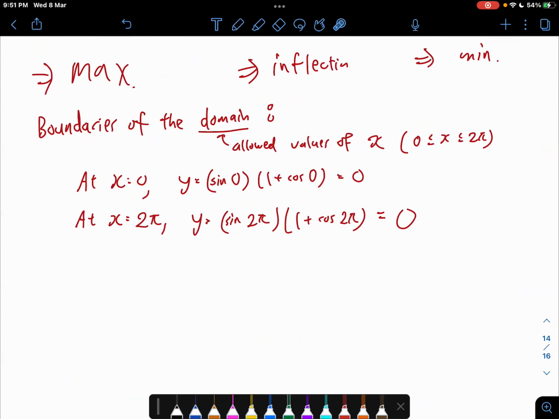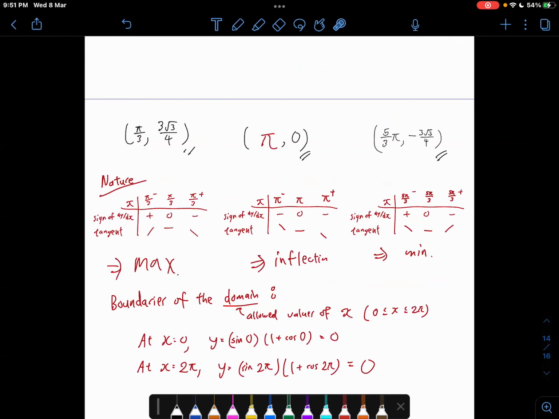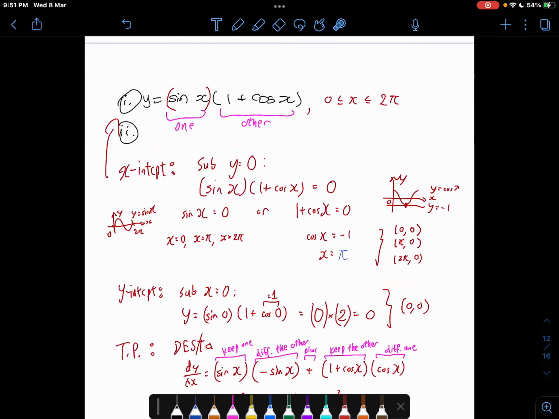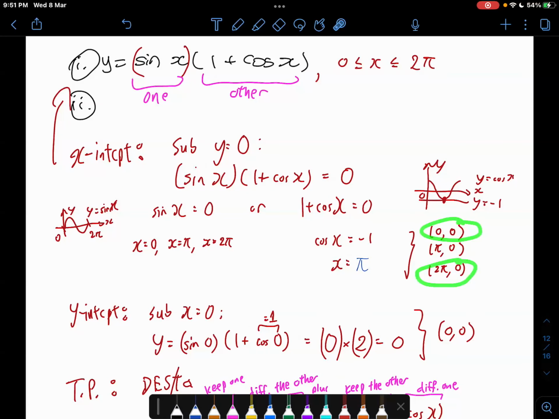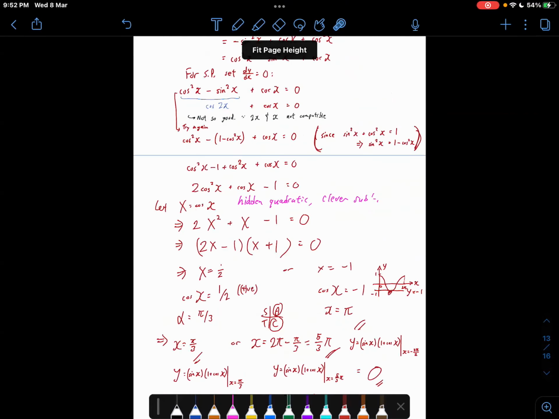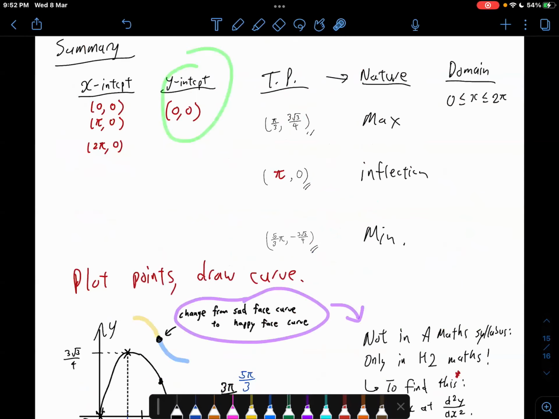But actually, if you look carefully, 2 pi comma 0, we already got that coordinate. In fact, 0 comma 0 as well from here. They happen to be the x-intercepts because the y coordinate is 0. So gathering all this information together, we have x-intercepts, 3 of them. Y-intercept, 1 of them. Of course, they are the same, x-intercept and y-intercept, because it's the origin. Turning points, you got these 3. Nature is right there. Domain is right there.